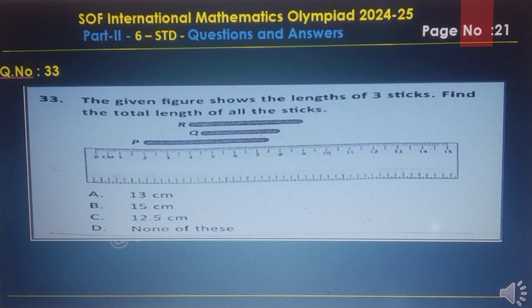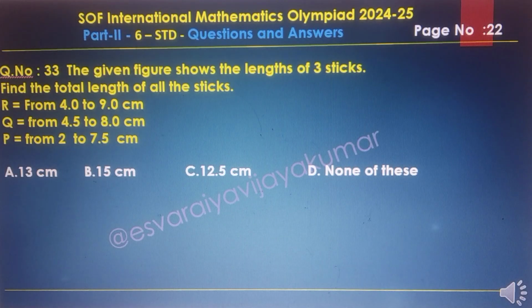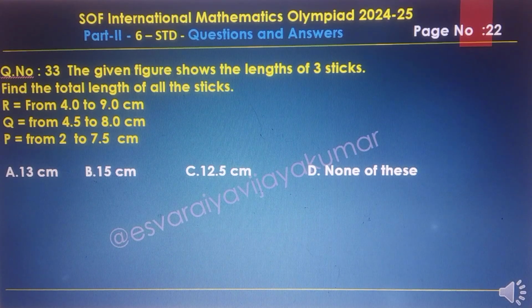Question number 33. The given figure shows the lengths of 3 sticks. Find the total length of all the sticks, R, Q, P. The scale is shown here, and options A, B, C, D are also given. R goes from 4 to 9 centimeters on the scale, Q from 4.5 to 8.0 centimeters, and P from 2 to 7.5 centimeters.